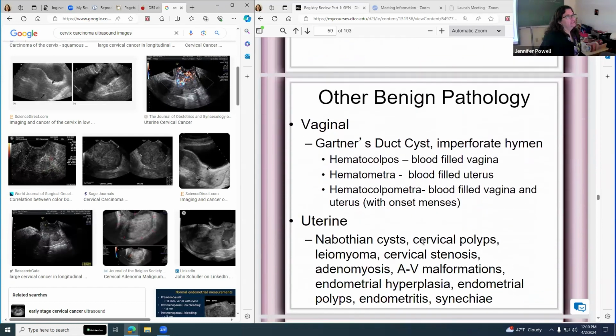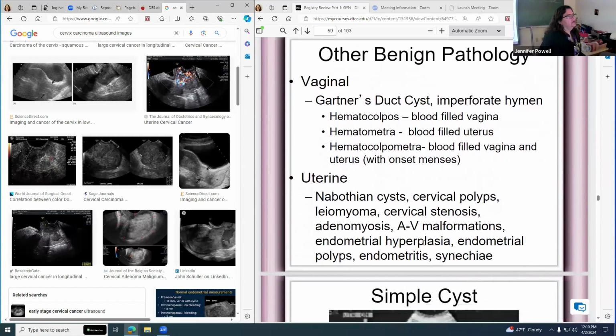Other benign pathologies include Gardner duct cysts, which are in the vagina, and perforate hymen, hematocolpos, hematometria, hematocolpometria, with their definitions here. And in the uterus, you could have Nabothian cysts, which are usually in the cervix, cervical polyps, leiomyomas, cervical stenosis, adenomyosis, all those things that we just went through.